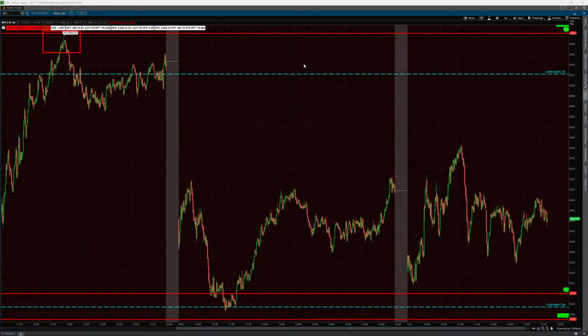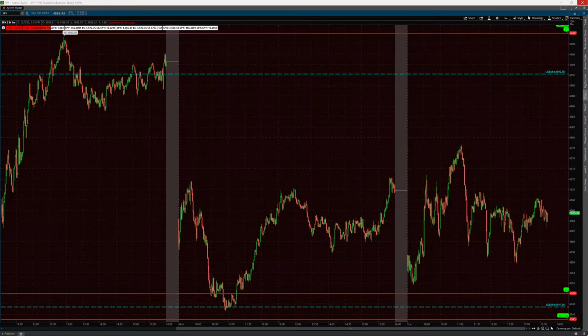$4,600 call wall acting as resistance. That was on last Friday. And then here's the 4550 level, more or less acting as support, lower bound. And note that SPX is above its volatility trigger at 4545 in a positive gamma environment.